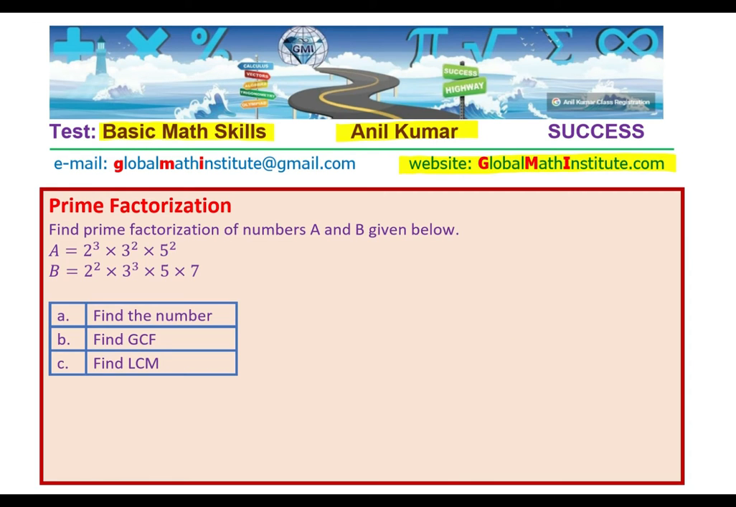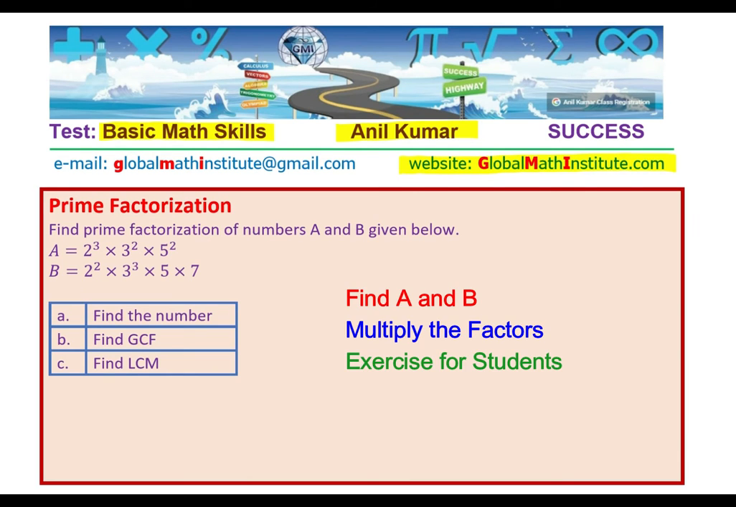The question here is, find prime factorization of numbers a and b given below. So a is 2 cube times 3 square times 5 square, and b is 2 square times 3 cube times 5 times 7. The question is, find the numbers. So we have to find both numbers a and b. Second is, find greatest common factor between these numbers a and b. And c is find the LCM of a and b.